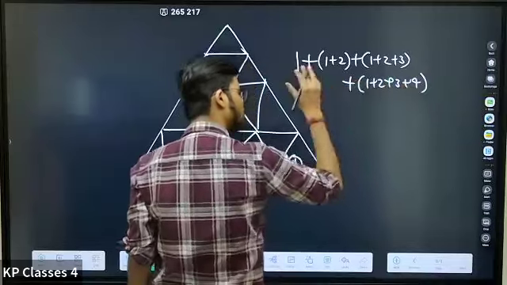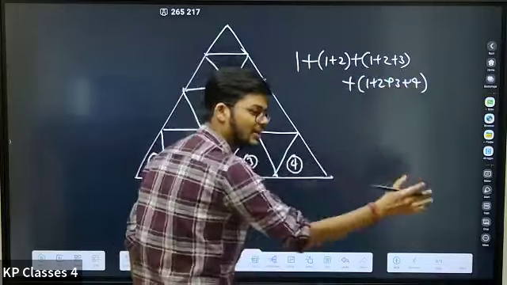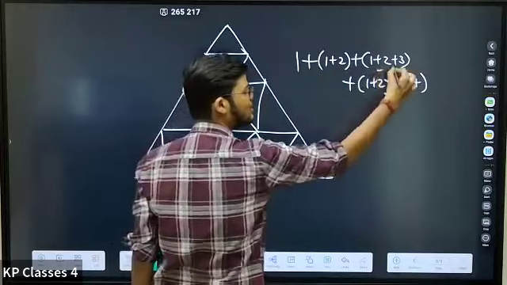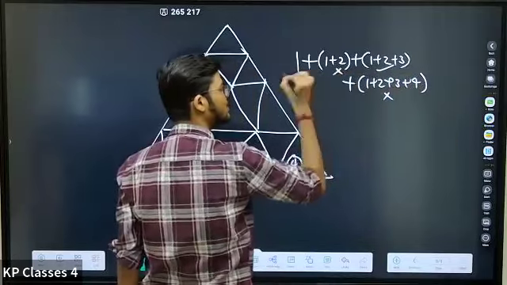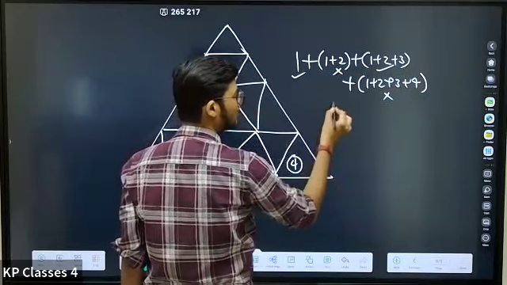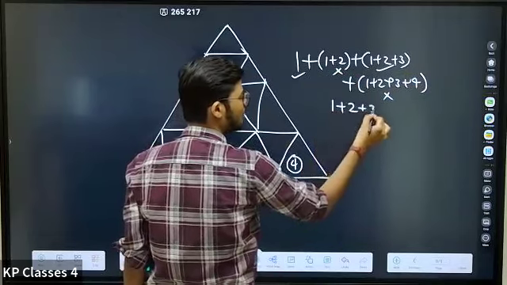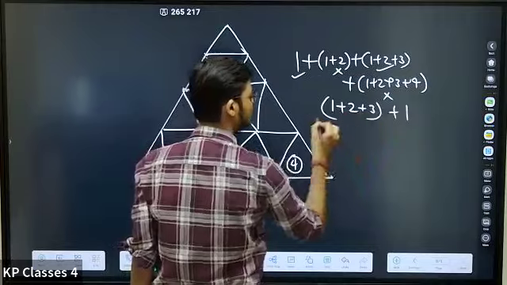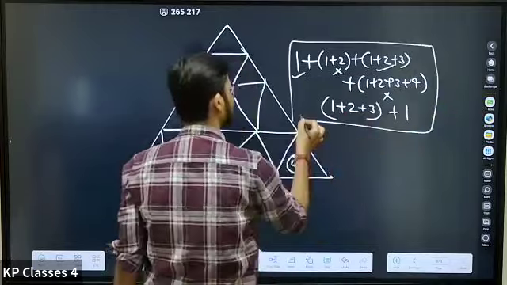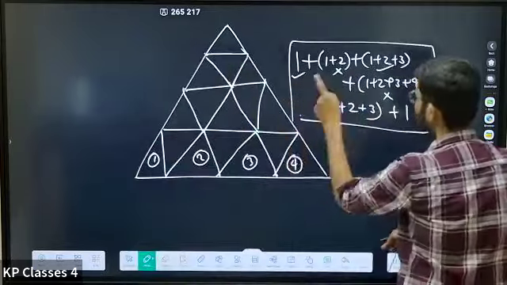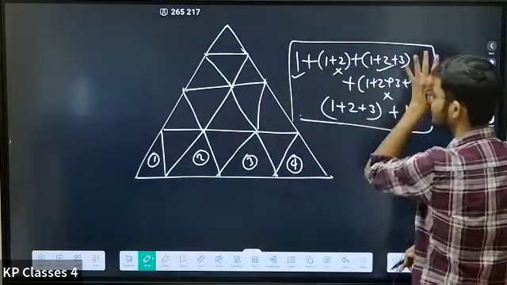Then once you have done all of that, now we will start the counting. The first number will not be counted, this will be counted, this number will not be counted, this counted. So again I'm going to write those numbers which are being counted here. 1 plus 2 plus 3 plus 1. No, this is the alternate counting: 1, 1 plus 2, 1 plus 2 plus 3, 1 plus 2 plus 3 plus 4.